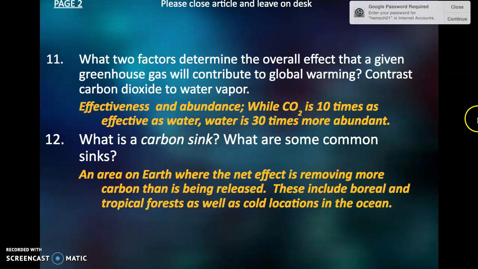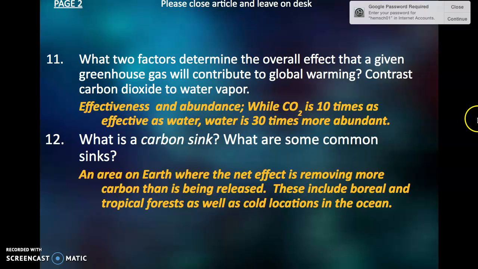Last slide. What makes a greenhouse gas more dangerous than others? Some greenhouse gases can absorb more kinds of light. This is an understanding of their effectiveness. Carbon dioxide is a mediumly effective greenhouse gas. It can absorb 10 times as much sunlight as a water molecule can. It's just better at it. However, water is 30 times more abundant than carbon dioxide, so it also has a very big impact.